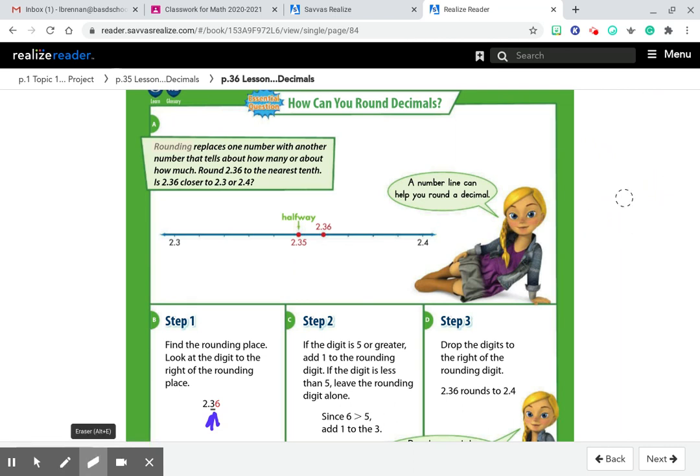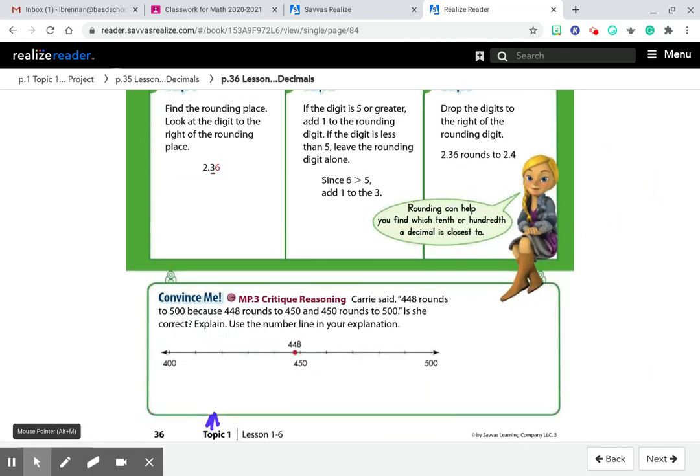Always know what place value you're rounding to. That's critical. Carrie said 448 rounds to 500 because 448 rounds to 450 and 450 rounds to 500. The problem with her example is she double rounded. When they're asking you to round to a certain place value, 448, if you want to round it to the nearest 100, you would look right next door, and the 4 is going to leave the 4 alone. In whole numbers, we do not drop digits. The only time we drop digits in whole numbers, we replace with zeros.